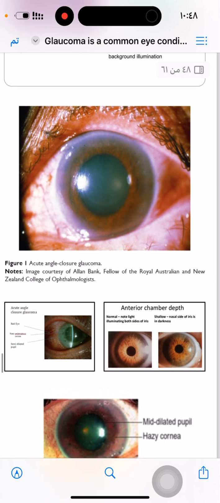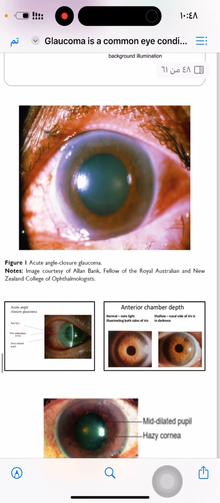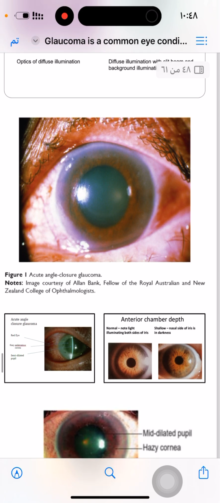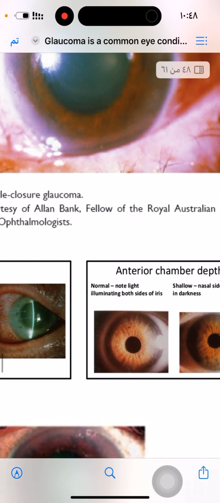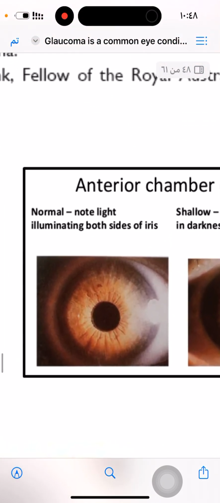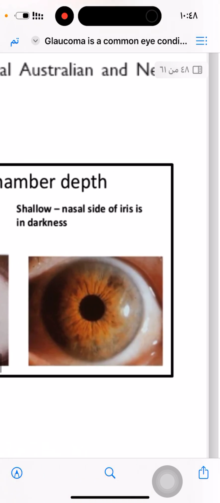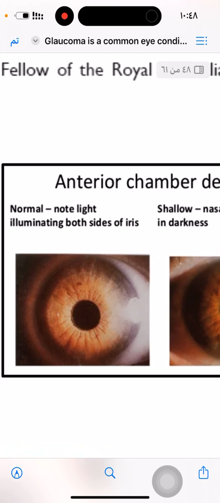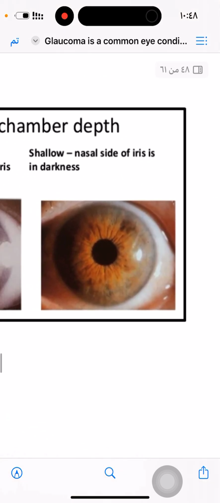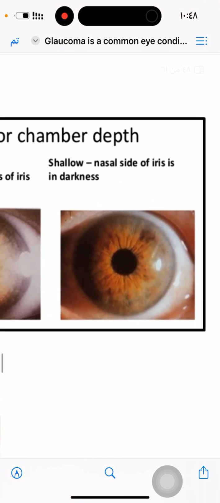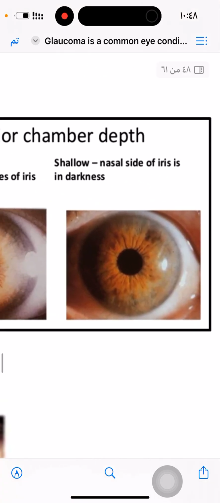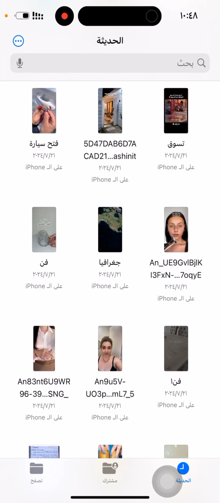Acute angle closure glaucoma image. As you see here, normally light illuminates both sides of the iris, but here there is a shallow chamber. Look to the normal people, but look at these people, no response. On the nasal side there is darkness.